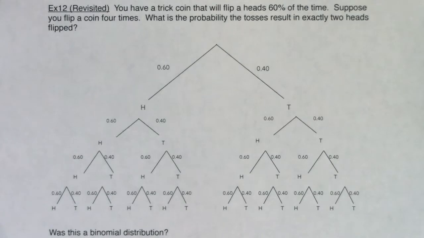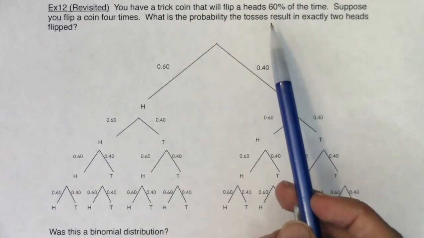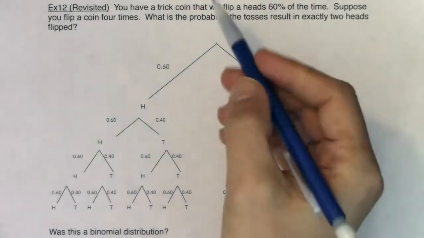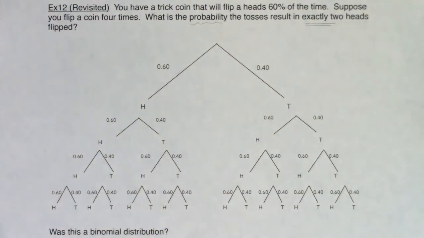Okay, we're going to revisit example 12. If you remember example 12 from before, we had a biased coin. It was going to flip heads 60% of the time, tails 40% of the time. And we had this massive tree diagram. We were trying to calculate the probability that I got exactly two heads.